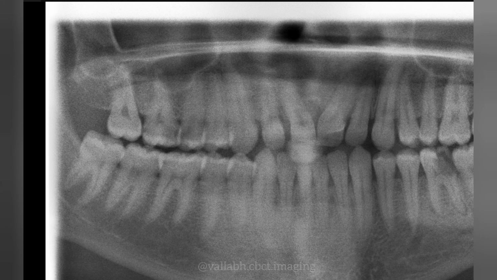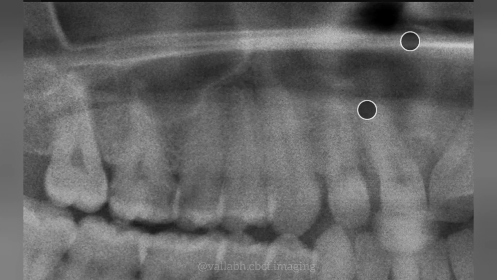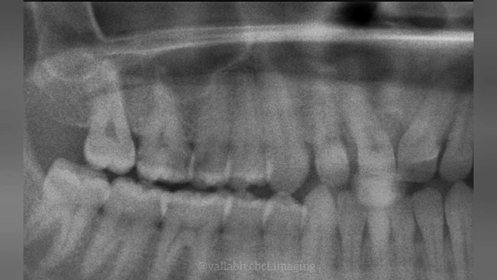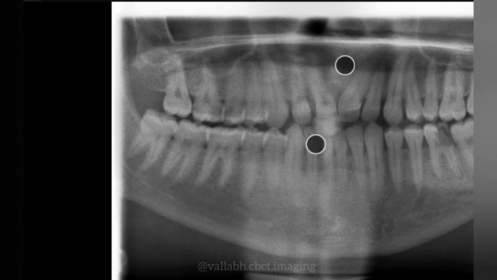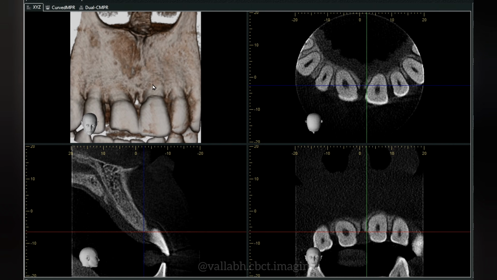Usually in a 2D OPG scan, such types of swellings are not visible. You can see a faint radiolucent appearance in the upper anterior region at the periapical region of 1-1 and 1-2. So just to confirm that, we took a sectional CBCT scan of that specific region.